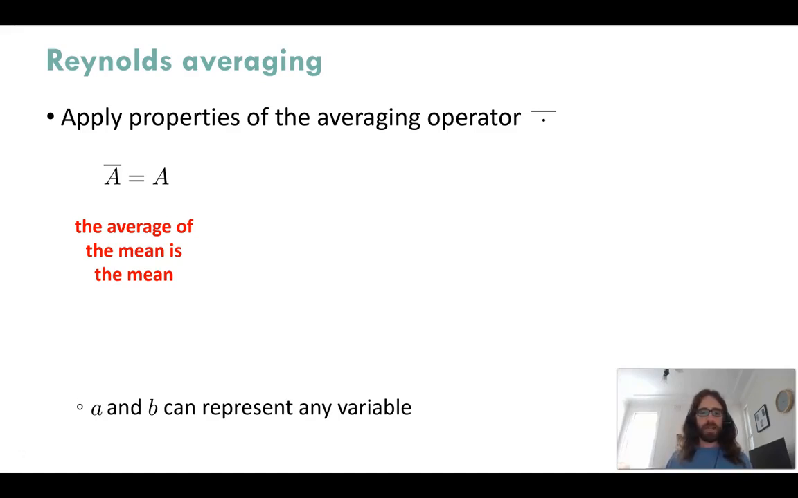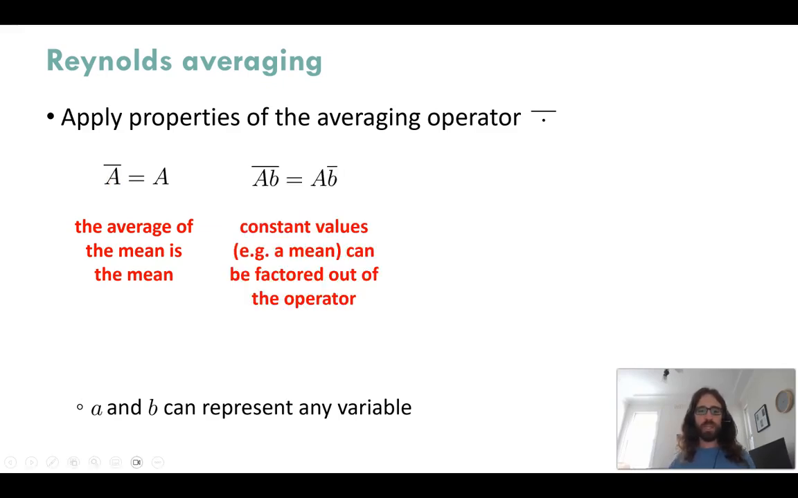The first rule is that if you have a constant value or a mean value and you take the average of it, it doesn't change the value. You get back that same mean again. So applying an averaging operator to something that's already constant is not going to change it. An extension of this is that if you apply this averaging operator to a constant value multiplied by a varying value, you can factor out the constant value from the averaging operator because it doesn't change as a result of the averaging operation. So you can take this mean multiplied by the variable that actually varies in time.